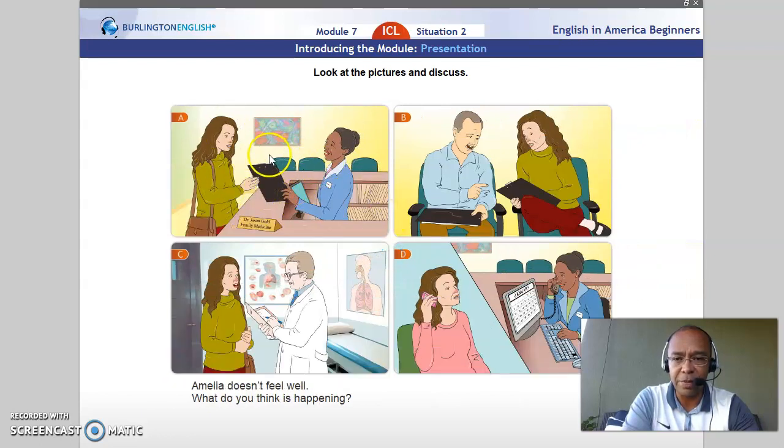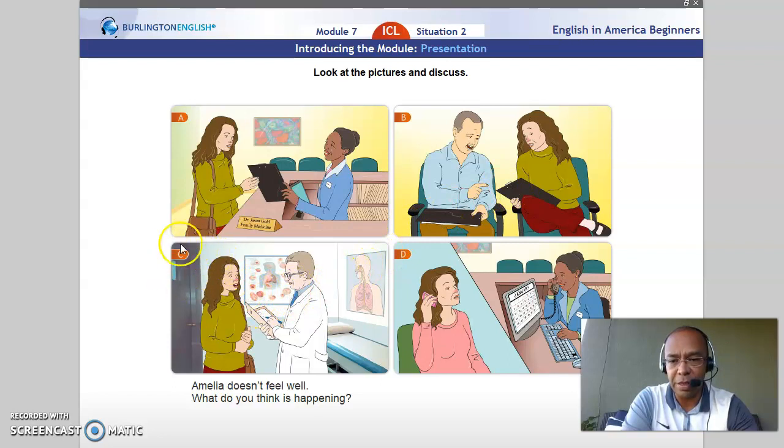What do you see in picture A? Where are these two ladies? I believe they are at a doctor's office, right? Look, Dr. Jackson. What do you see here? You see two people, a man and a woman, filling out a form.